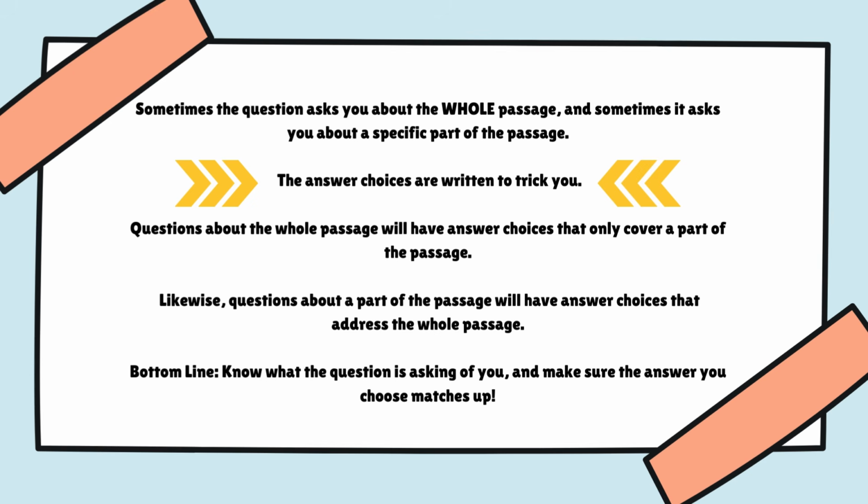Sometimes questions ask you about the whole passage, and sometimes they ask you about a specific part of the passage. The answer choices are written to trick you. If they didn't want to trick you, they would give you 3 obvious throwaways and then an easy one. They want to trick you. That's part of the game. Questions about the whole passage will have answer choices that only cover a part of the passage. Likewise, questions about a part of the passage will have answer choices that address the whole passage. Bottom line, know what the question is asking you and make sure the answer you choose matches up.